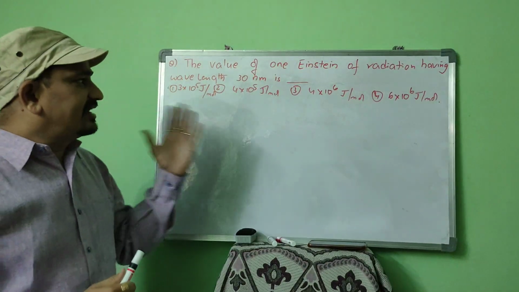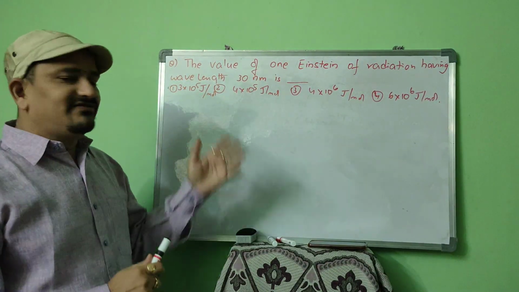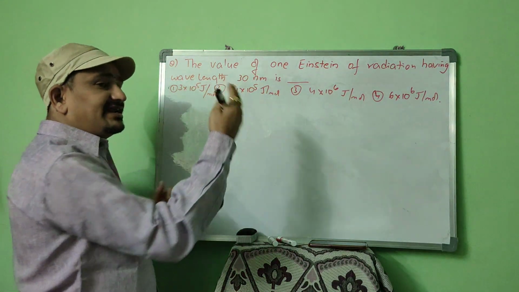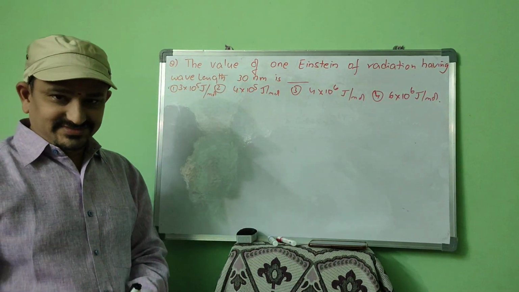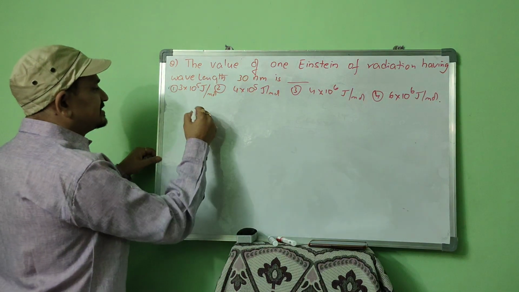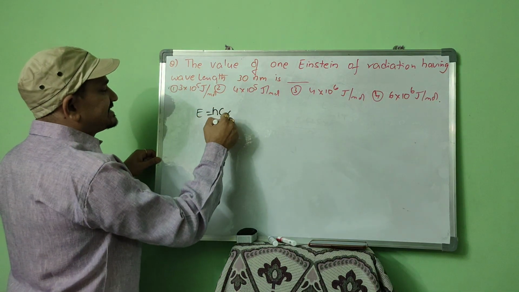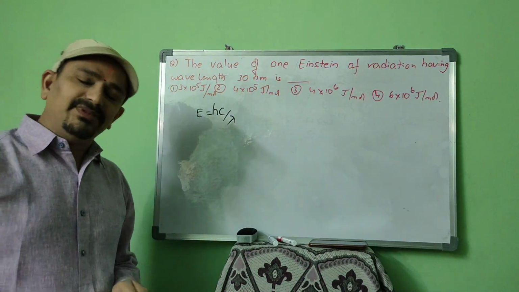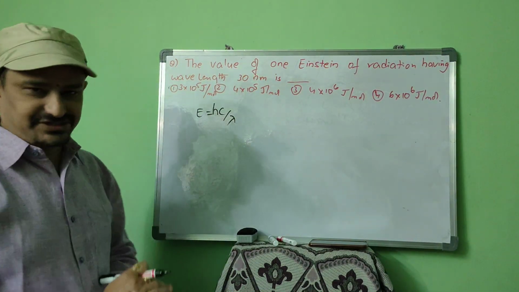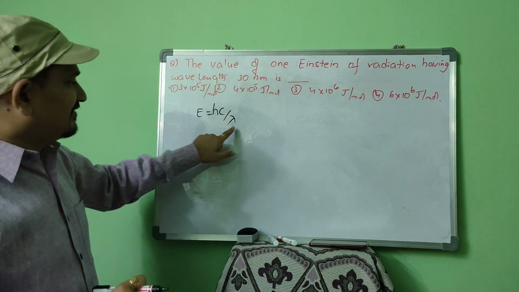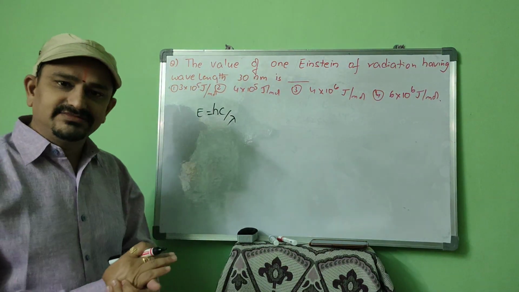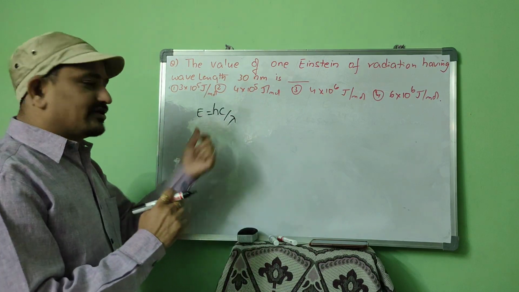The value of 1 Einstein of radiation having a wavelength of 30 nanometer. Usually, when wavelength is given and energy is asked, what's the formula we use? E equals hc by lambda. Even for this question, the majority of students will use the same equation. But you will get a wrong answer.